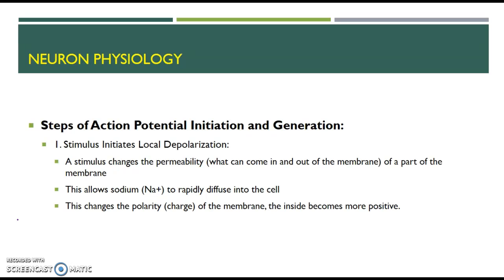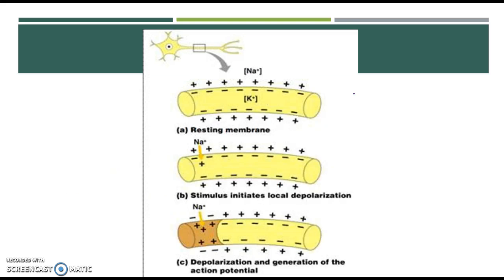And depolarization just means that we're now going to change the charge of the neuron. So what's going to happen is we're going to allow sodium to rush into your neuron. Remember, sodium is charged, so if we have all these positives rushing into the neuron, it changes what we call the polarity or the charge. So it depolarizes it. Remember, a neuron at rest is polarized. So a neuron that is now activated is going through depolarization.